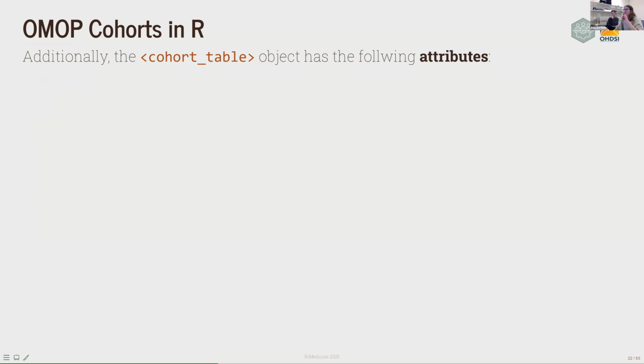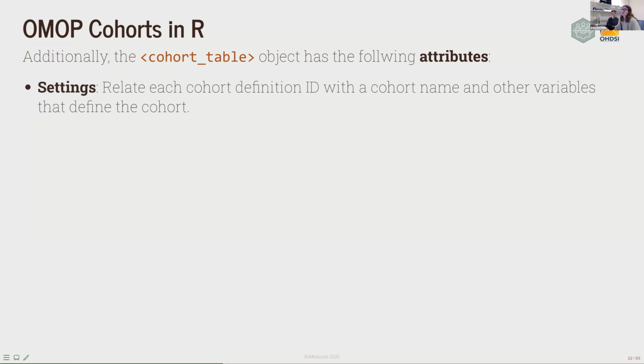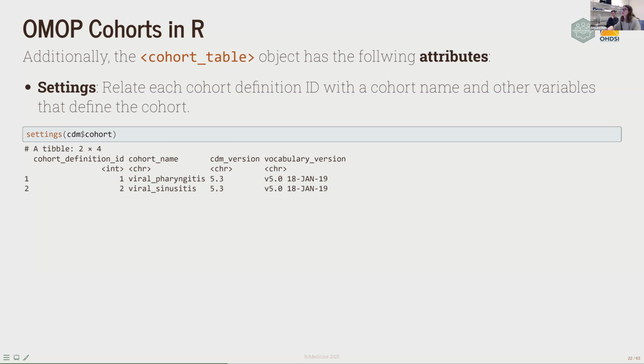But that's not all, because cohort objects have different attributes that help the user work with cohorts. And the first attribute is the settings, which relates each cohort definition ID with the name and other variables. As you can see in the slide, this is very useful because the cohort definition ID is just a number, so it's easy to forget what ID1 contains. But thanks to the settings, you can see that in this example, cohort ID1 refers to a cohort of viral pharyngitis, and the ID2 to viral sinusitis.